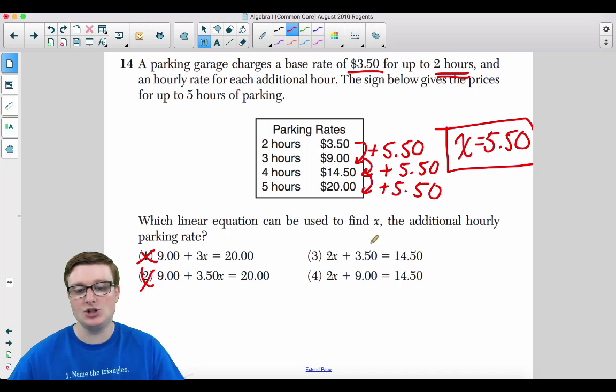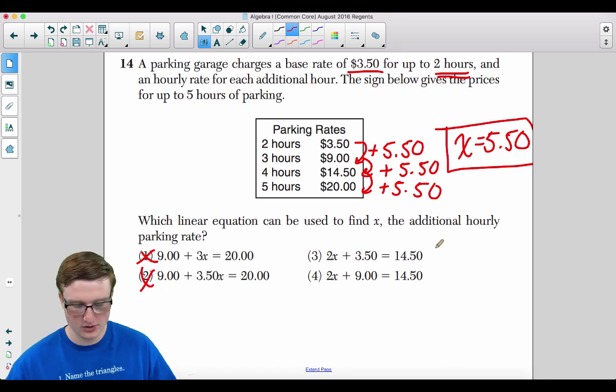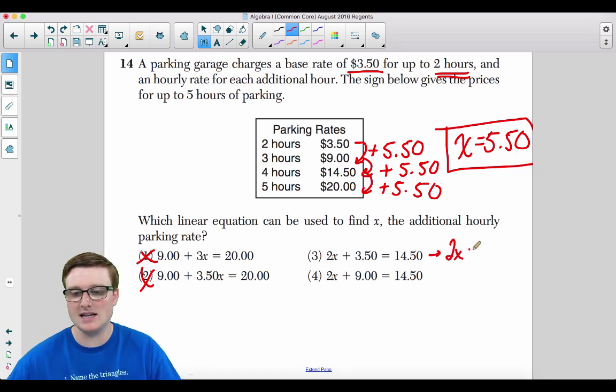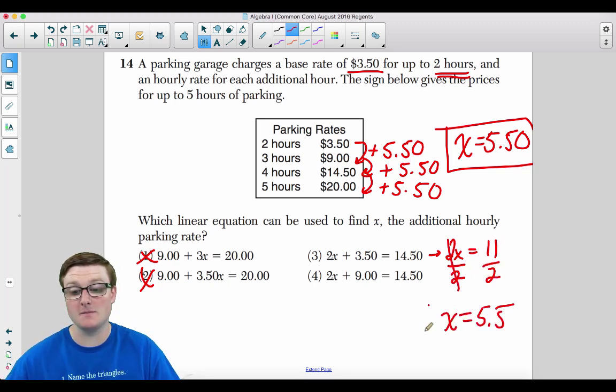Choice 3. 2x plus 3.50 is equal to 14.5. Well, when you subtract the 3.5 on both sides, you get 2x equals 11. And then you just divide by 2 on both sides, and x is equal to 5.5. Yeah.